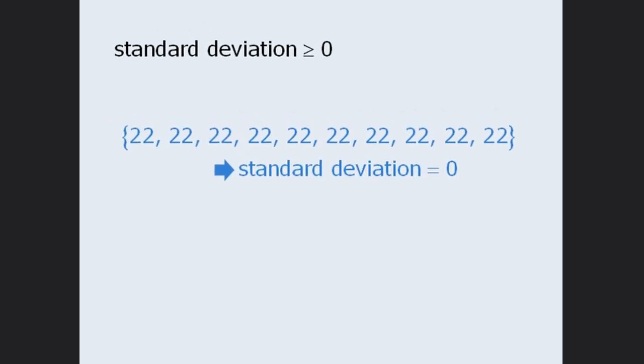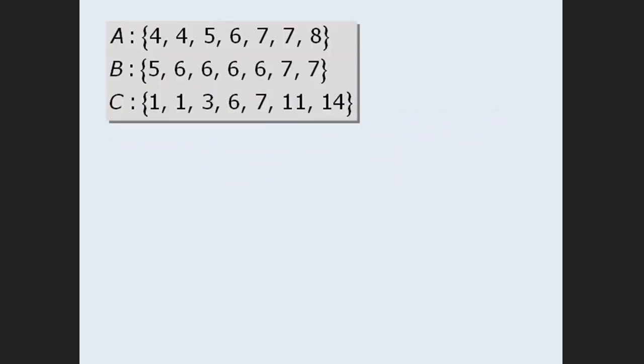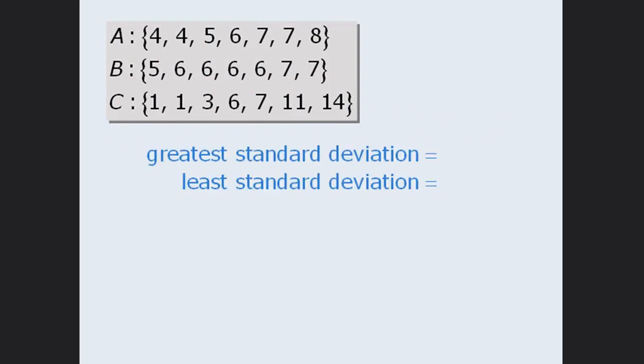Now, a popular question type related to standard deviation asks us to examine various sets of numbers and determine which one has the greatest standard deviation and which one has the least. Please note that we don't need to actually perform any calculations here, since we should be able to deduce upon inspection that set C must have the greatest standard deviation. What about the least standard deviation? Well, the numbers in set B appear to deviate the least from the mean, so it must have the least standard deviation.